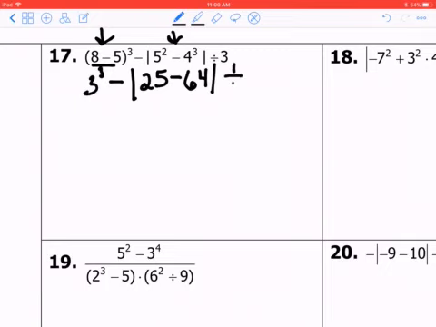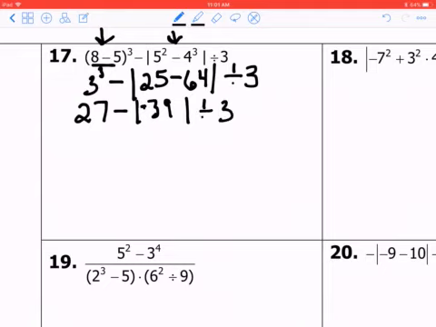Bring down my division of 3. Okay, I'll do my exponent that's in the front, so that's 27. Now I'm going to clean up my brackets. 25 minus 64 is negative 39. And that's divided by 3. Okay, the absolute value of a negative 39 is positive.